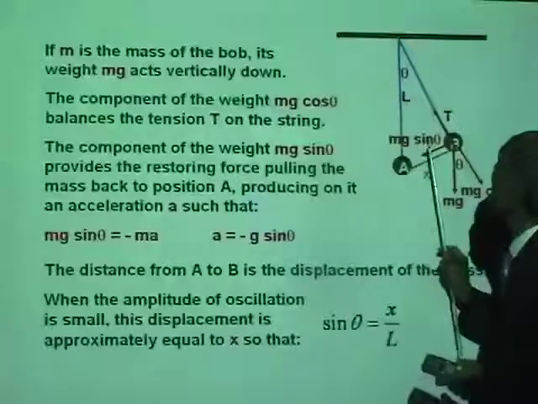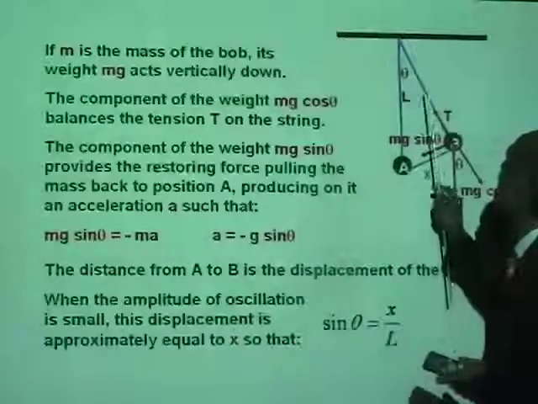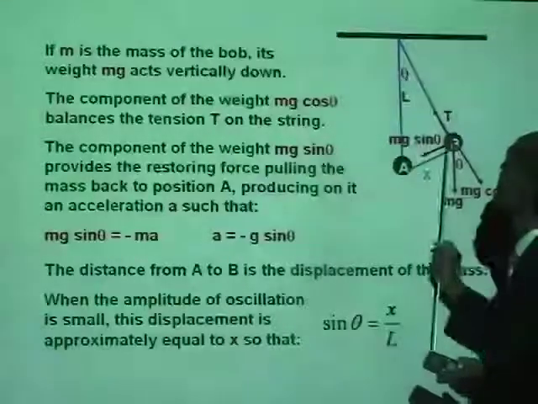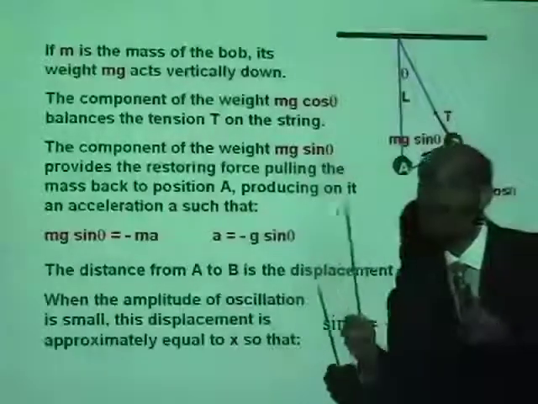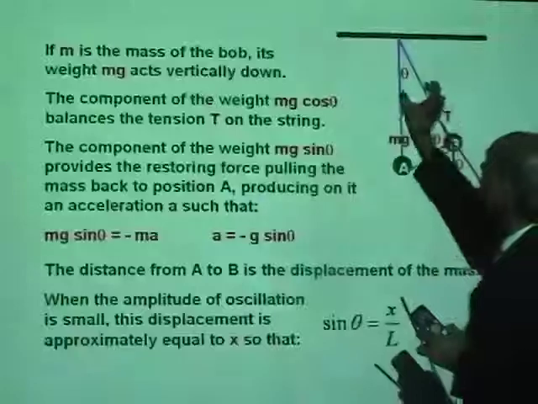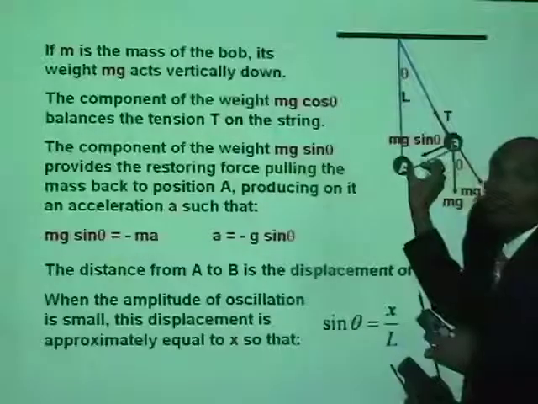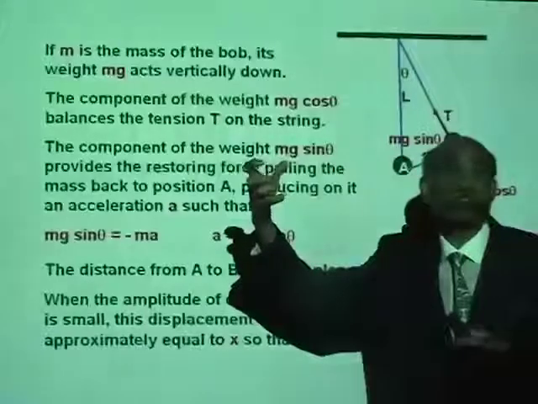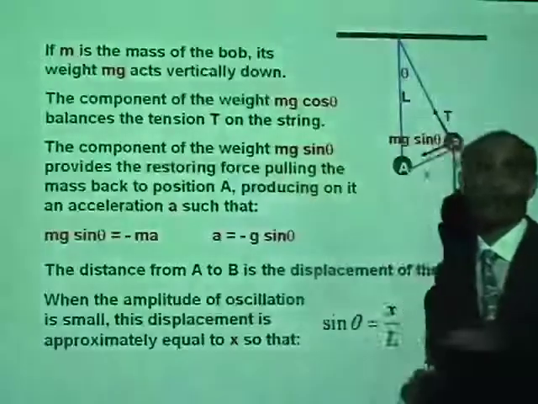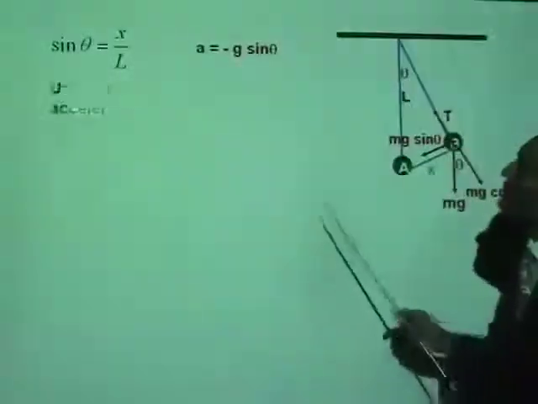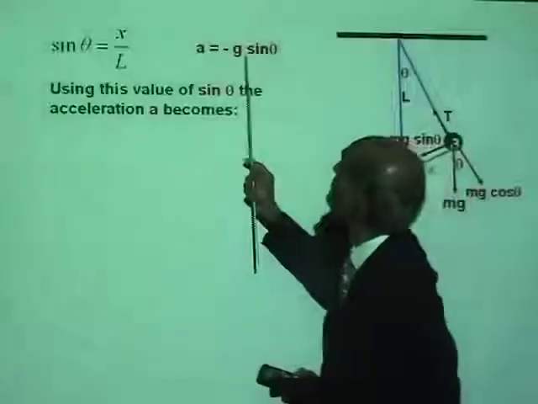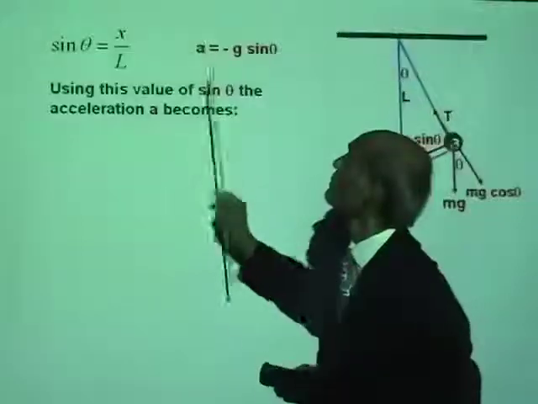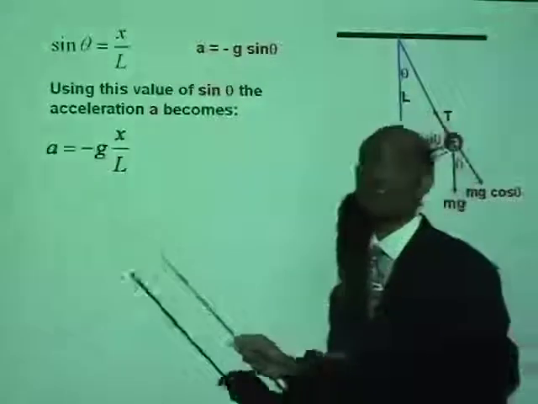Sine theta is opposite side divided by the hypotenuse. So sine theta equal to x over L, which is an approximation. It works only when this angle theta is very small. If the angle theta is large, that approximation is a very poor approximation. Alright, now if you replace sine theta by x over L, can you now rewrite the equation for acceleration?